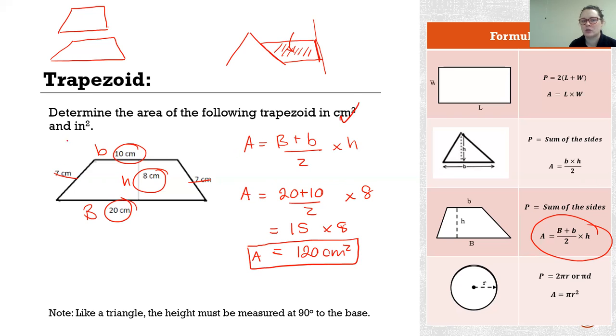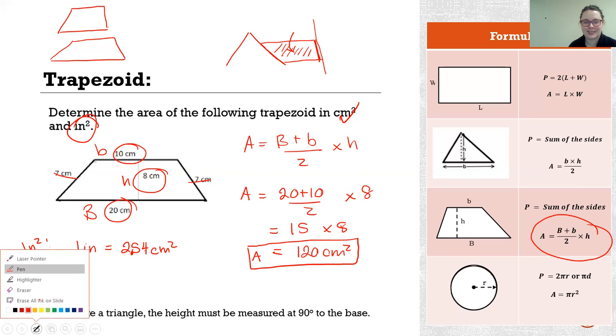So we've got our centimeters squared, but the question asked for inches squared as well. So we're going to do the inch squared here. Well, there's lots of centimeters in an inch. So the conversion for inches and centimeters is 1 inch equals 2.54 centimeters squared. I don't want the squared, centimeters. Let's get rid of the squared. 1 inch is 2.54 centimeters.